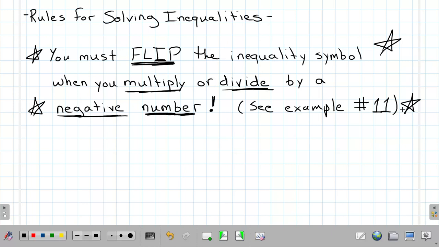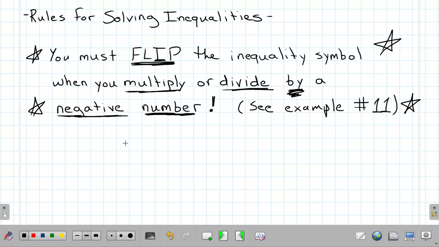And what changes is you must flip the inequality symbol when you multiply or divide by a negative number. Okay, and my note here says to see example 11 because that's where you'll see it in the examples the first thing. But I do want to be very clear. It's when you multiply or divide by a negative number.